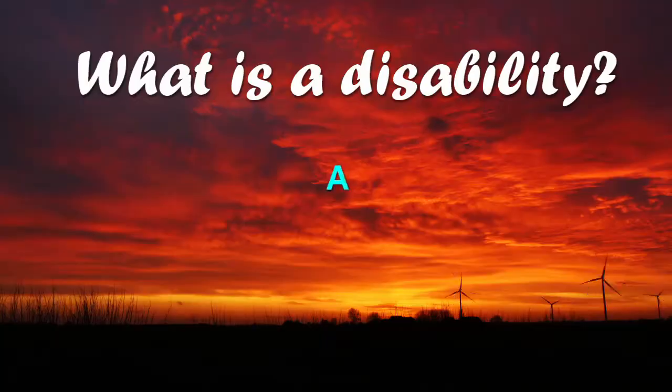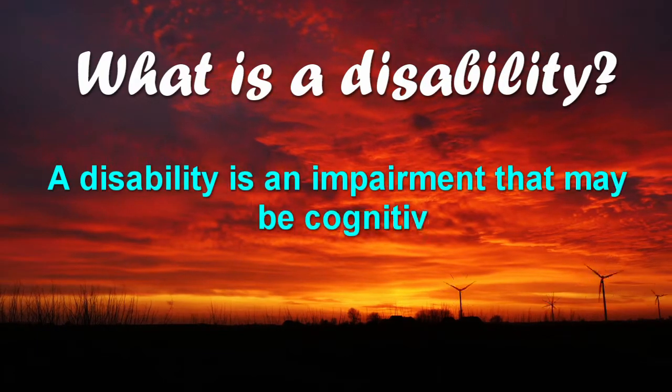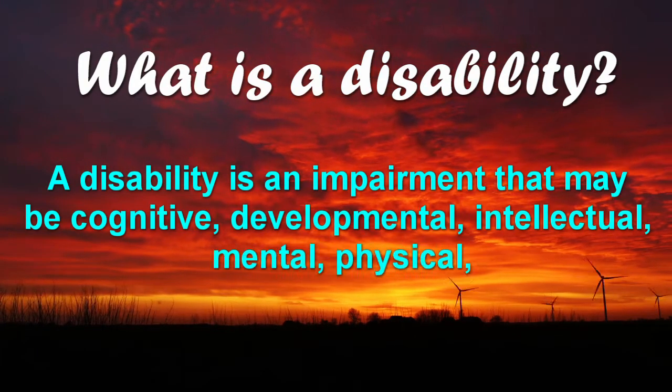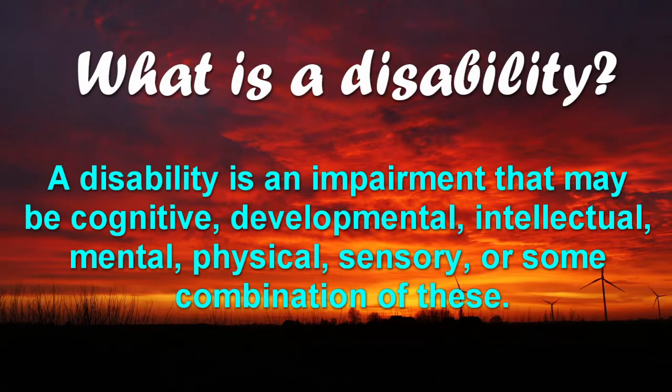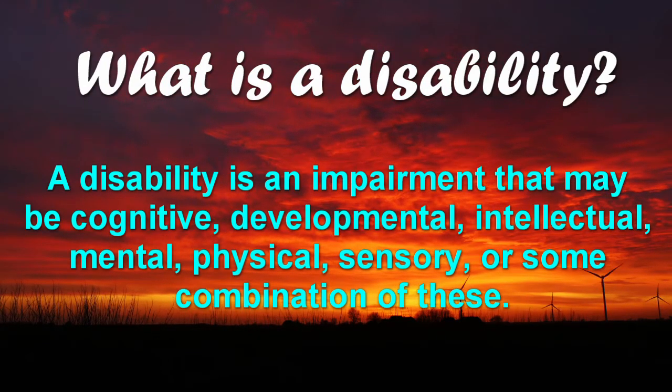So, generally, a disability is an impairment that may be cognitive, developmental, intellectual, physical, emotional, sensory, or some combination of these. It substantially affects a person's life activities and may be present from birth or occur during a person's lifetime. Now, disabilities is an umbrella term covering impairments, activity limitations, and participation restrictions. While every child is different, here are the four major types of special needs children.